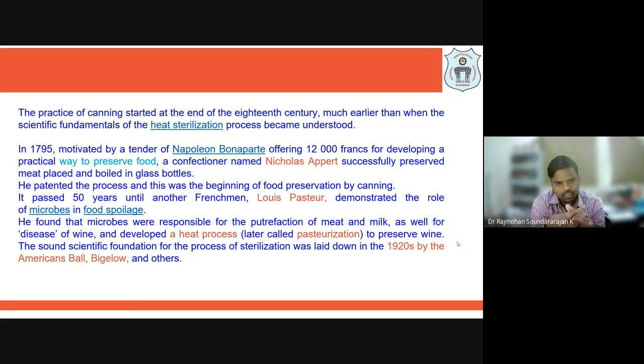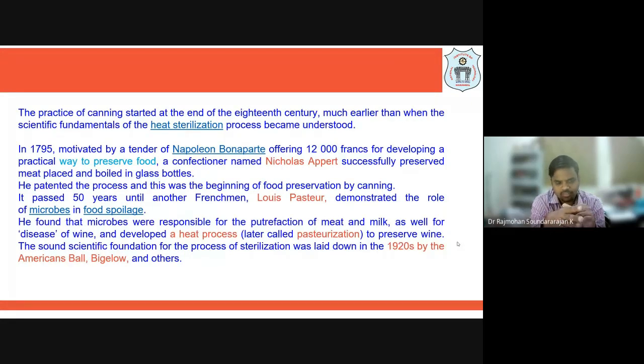So we make pickles, and we have to preserve them properly, because if you put a wet spoon in or leave it open, obviously it will get contaminated, right? So we also follow some practices to keep our things sterile at home. Without getting contaminated, how to preserve the food, this also brings. So they even patented the process. That is the beginning of food preservation by canning.